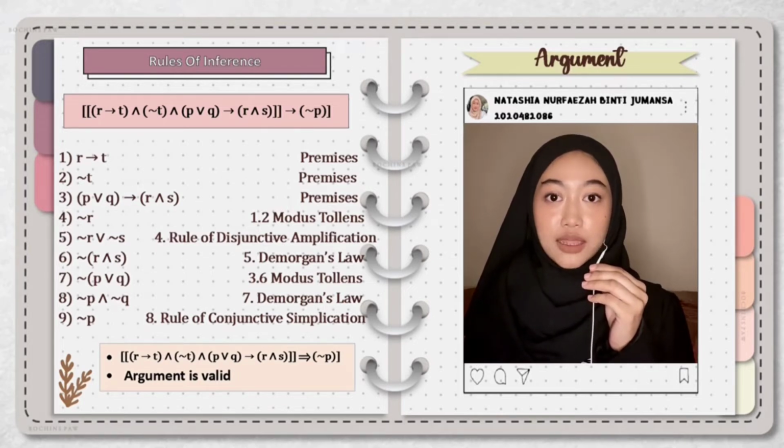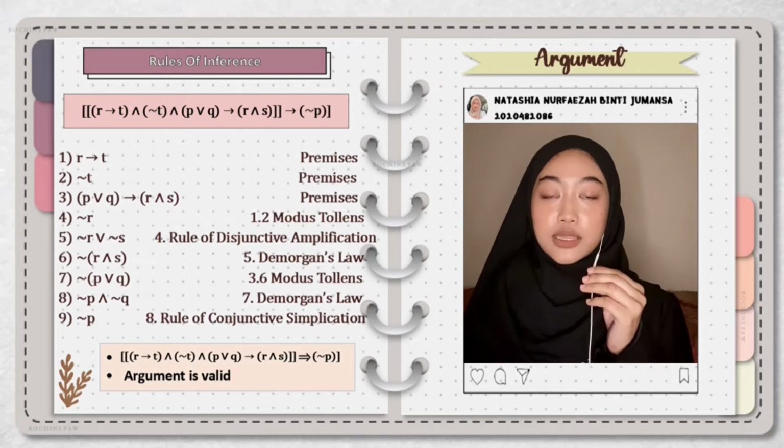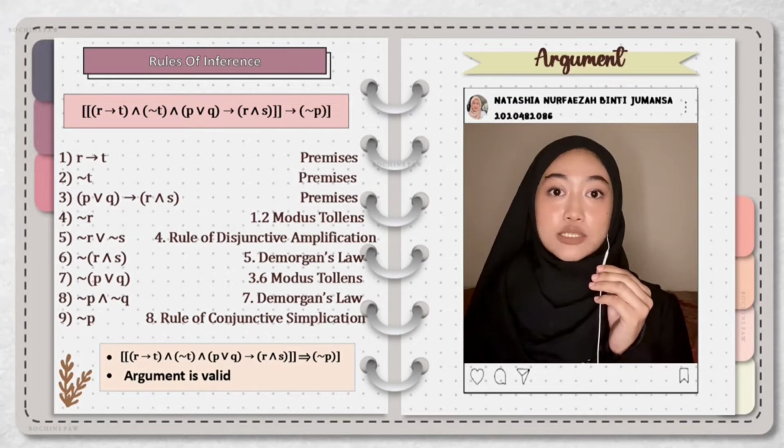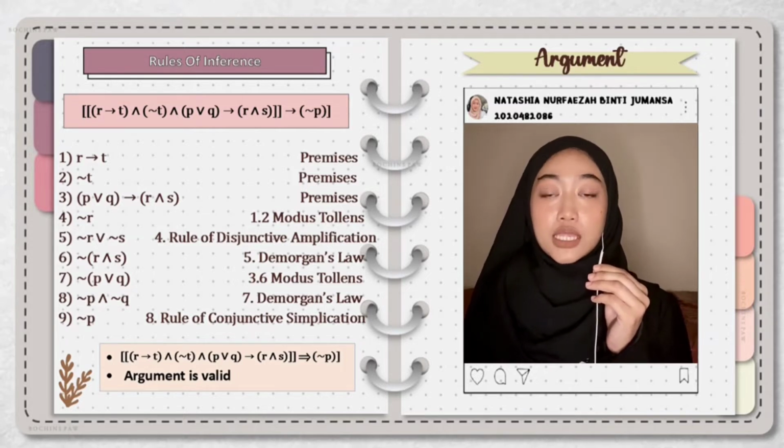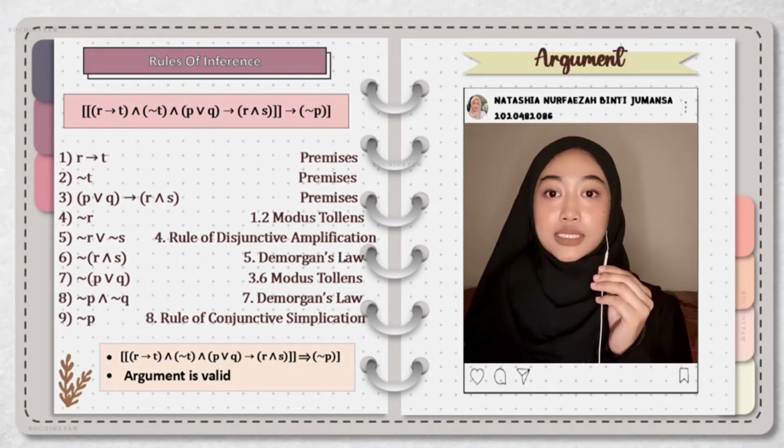Next, we are using rules of inference to find the validity of this argument. The argument is in bracket R implies T and negation T, and in bracket P or Q implies in bracket R and S, then implies negation P. Firstly, we must list all the premises, which is number 1, R implies T, number 2, negation T, number 3, in bracket P or Q implies in bracket R and S.